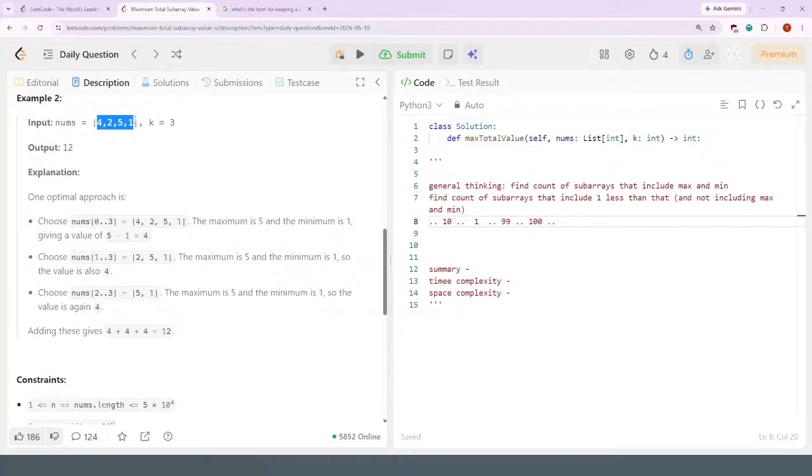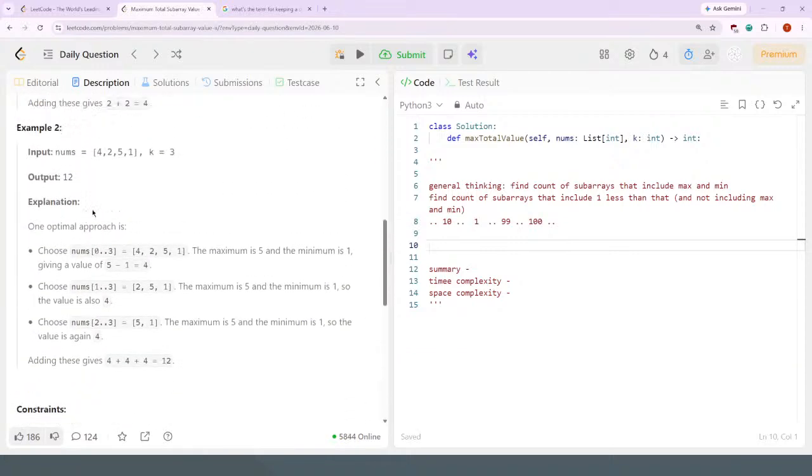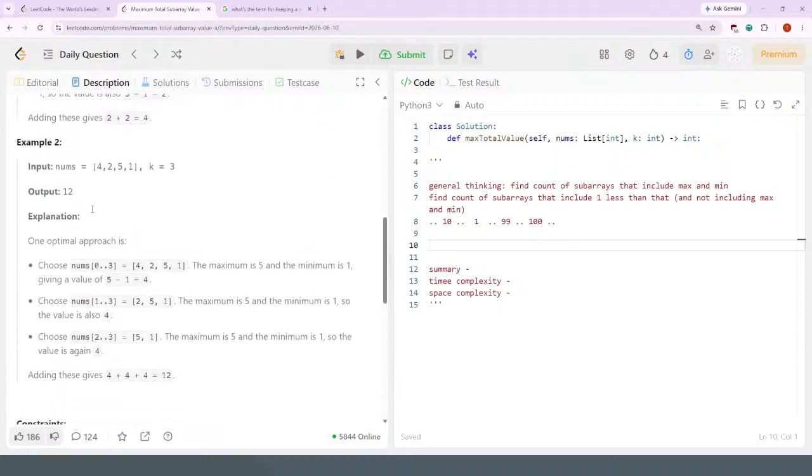4, 2, 5, 1. Your subarray is always going to include at least 2 elements, because if a subarray includes just 1 element, then the difference is going to be 0 and you're not contributing anything. Let's say the subarray is only 2 lengths, you're just comparing differences between every consecutive pair of elements.